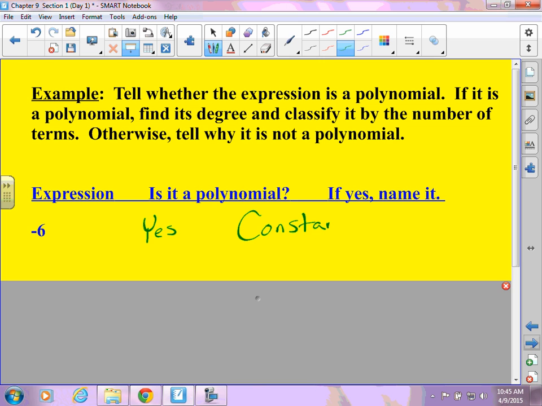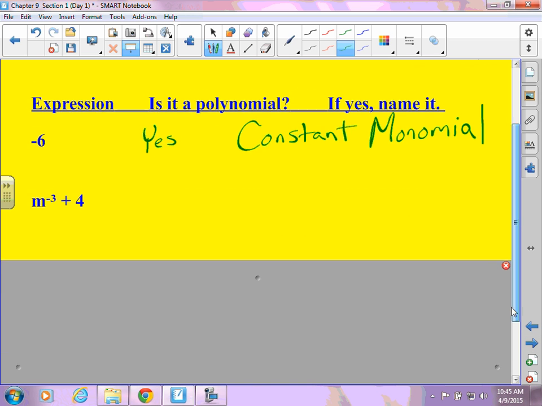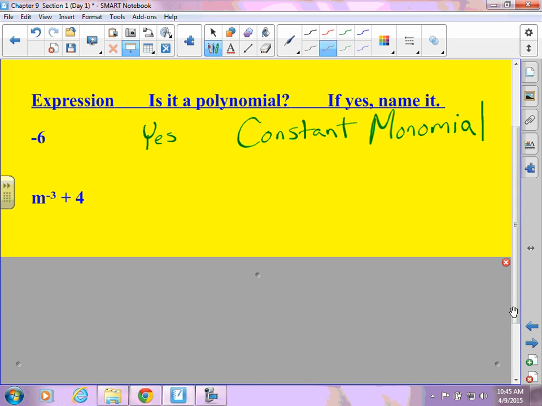Okay. All right. Let's take a look at this next one. This next one, I'm going to tell you right now, it is not a polynomial. Why do you think that could be? That's correct. You can't have a negative exponent. Exactly. Now, sometimes you're going to see this like this.